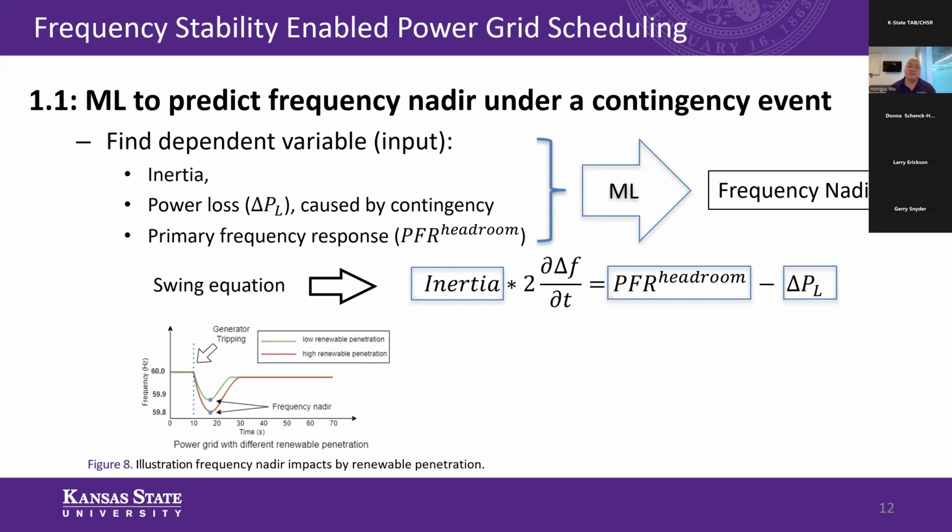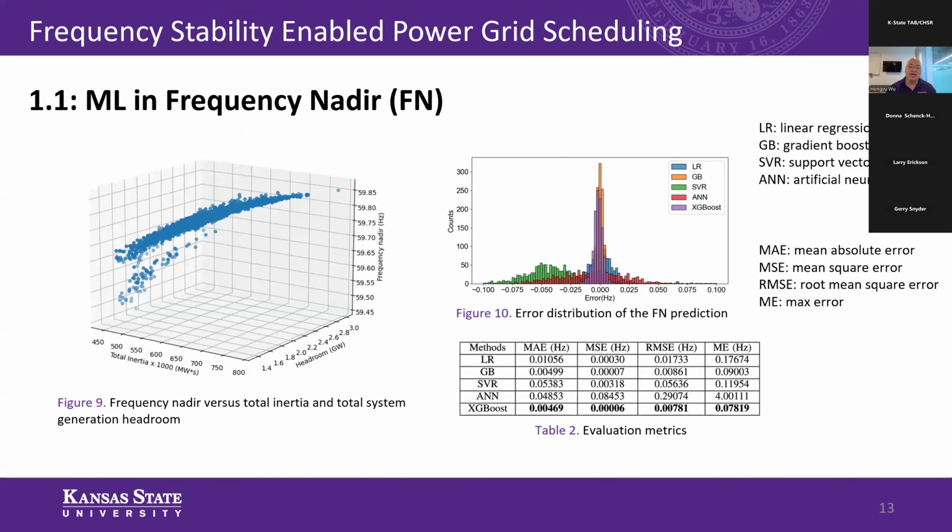Those three features are conceptually linked by the swing equation, as you can see from the slides, which governs how the frequency of a power system evolves in response to power imbalance. Our goal here is to train a machine learning model that takes those variables as input features and outputs an accurate prediction of frequency nadir. So we have established the input features and the rationale behind predicting the nadir. Let's talk about the machine learning implementation.